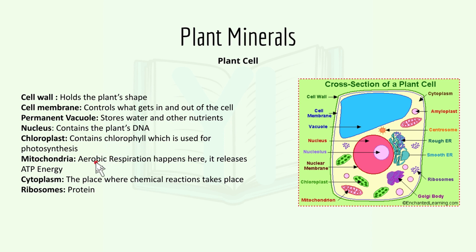And mitochondria, aerobic respiration happens in the mitochondria and it releases ATP energy for us to survive and for us to respire. And cytoplasm is where chemical reactions take place, and ribosome is where proteins are made from mRNA and tRNA and other stuff. So here's a cross-section diagram.